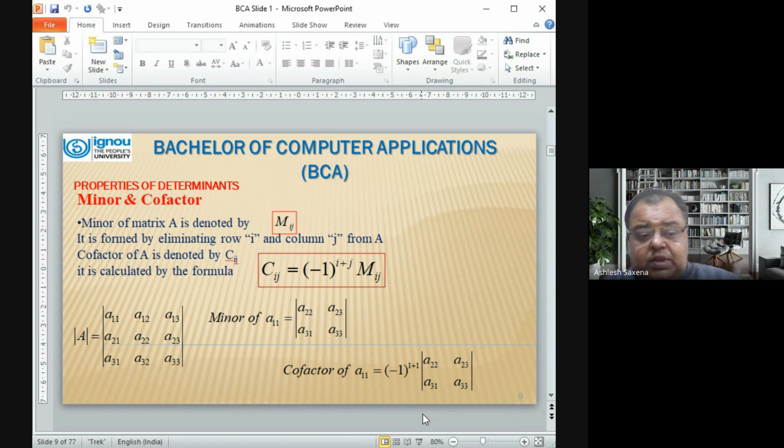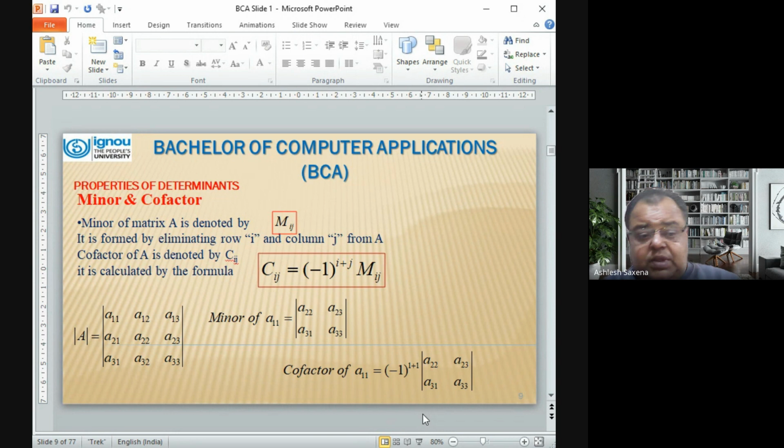Just have a look at what I am telling you. Mij. Always remember, first row comes, then the column comes. That is the convention. Mij means ith row and jth column. What is cofactor? Cofactor, there is a trick of doing it. What I have written in the box is the standard formula, but there is a trick of doing it.